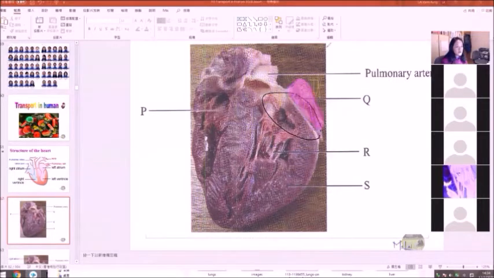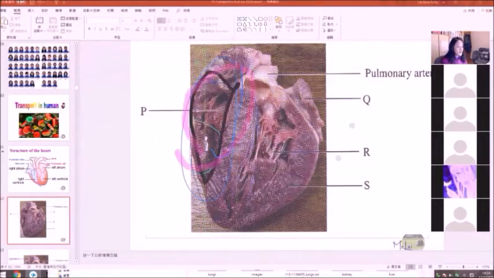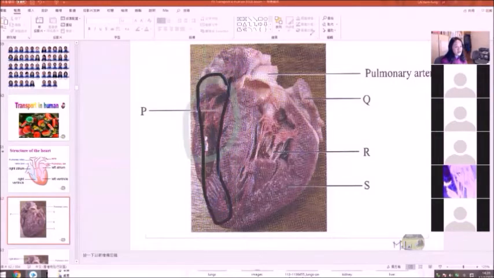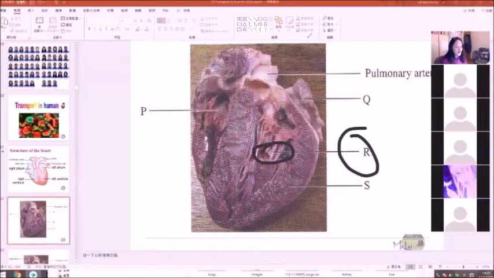How about the right ventricle? This side is the right ventricle. Yes, up to here. Yes, this part is the right ventricle. Okay, well done. How about the heart tendon? Can you circle the letter pointing to the heart tendon? Yes, R is the heart tendon.